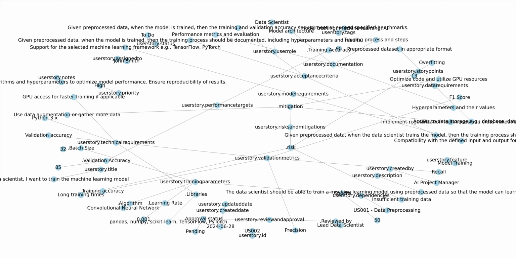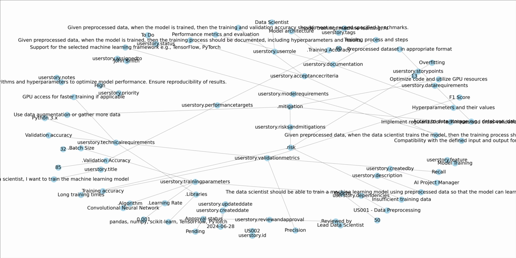User role: Data scientist. Feature: Model training. Acceptance criteria. Given preprocessed data, when the data scientist trains the model, then the training process should complete without errors. Given preprocessed data, when the model is trained, then the training and validation accuracy should meet or exceed specified benchmarks. Given preprocessed data, when the model is trained, then the training process should be documented, including hyperparameters and results.